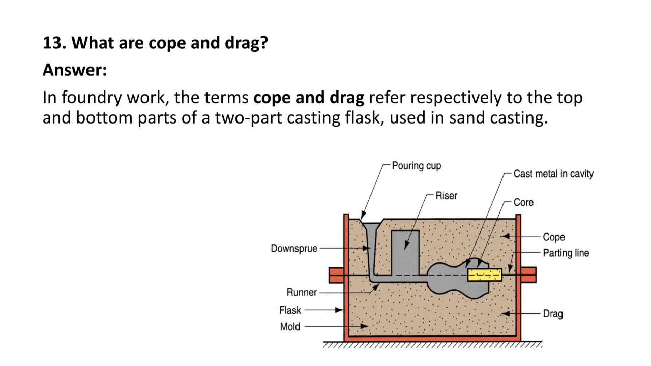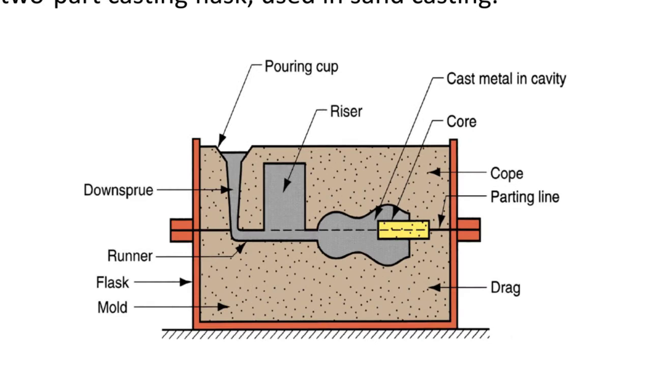Next question, what are cope and drag? So in foundry work, the terms cope and drag refer respectively to the top and bottom part of the two-part casting flask used in a sand casting. So here you can see the cope and drag, the upper part, the complete upper part above this parting line, that is known as cope, and the lower portion below the parting line, this is known as drag.